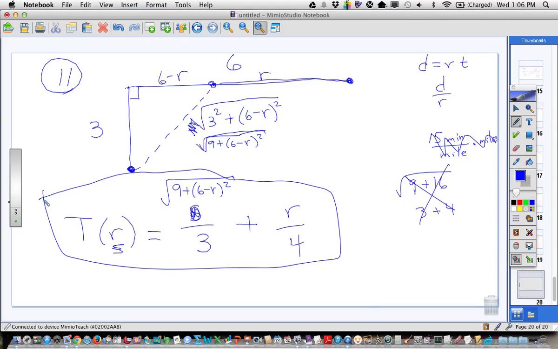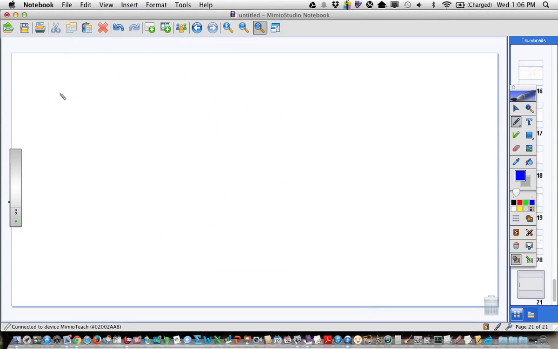So that's number 11. Okay, number 20, quickly here. Number 20 just shows how when you get one of these story problems, you can use units to help you figure it out.